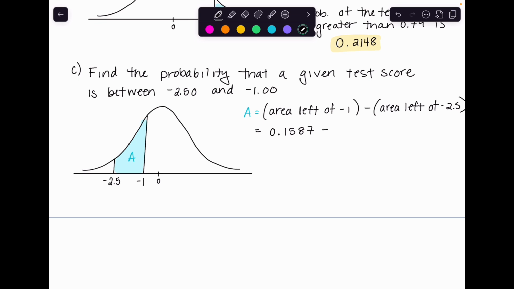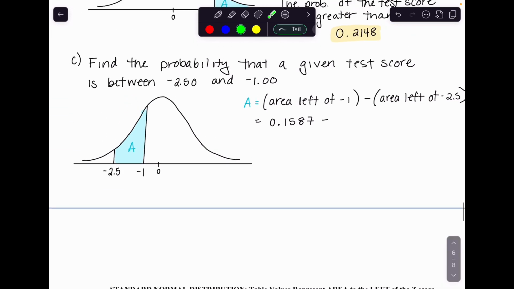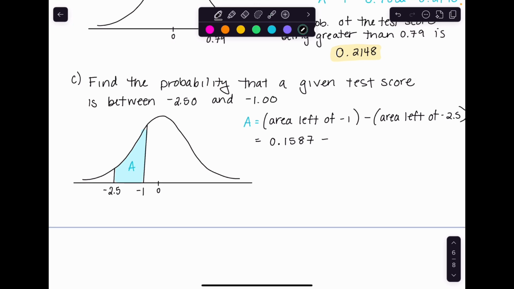Now I need to look at the area to the left of negative 2.5. So that's right here. I don't have a third digit, it's just 0. So it's exactly this first piece, which is 0.0062. So the area left of negative 2.5 is 0.0062.